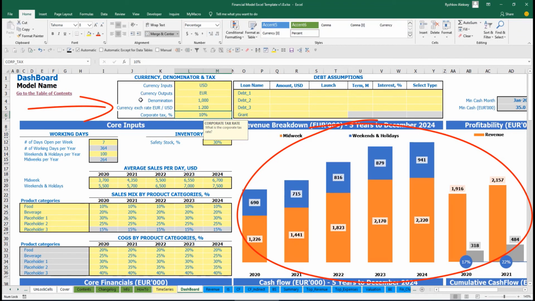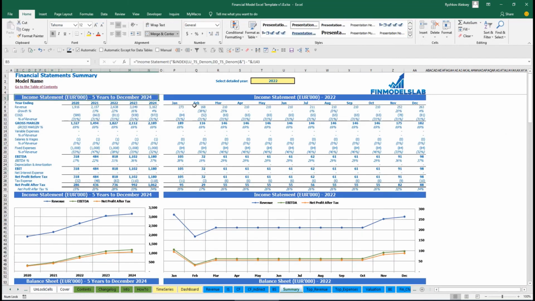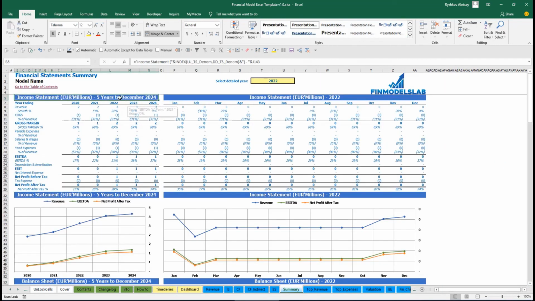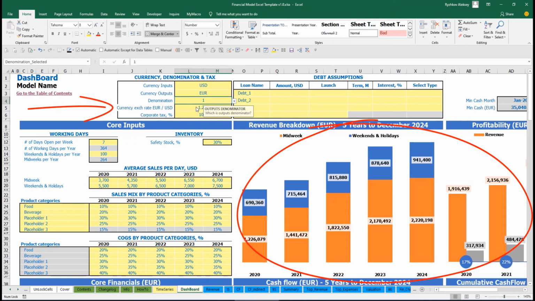In this case you will have in the model all your inputs in United States dollars, all your outputs in euros, and there will be conversion rate between currency inputs and currency outputs. Additionally, you have denomination, which means that you can denominate all your outputs on the reports. In this example, you have denomination is 1000, means that your outputs is denominated by 1000. You can select millions. You may see that now it is in $1 million. You can set also billions or without any denomination.